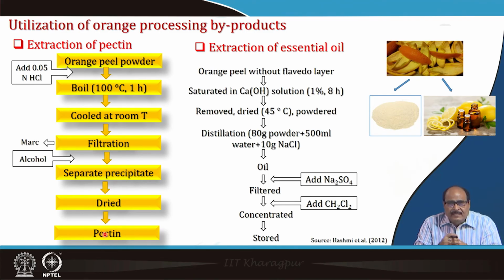Okay. For essential oils, orange peel without the flavonoid is taken and saturated in 1% calcium hydroxide solution for 8 hours, and then removed from the solution. Okay. It is dried at 45 degrees Celsius, powdered, and then this powder is distilled using either a Soxhlet apparatus or some such other apparatus, with 80 gram powder plus 500 ml water and 10 gram sodium chloride.